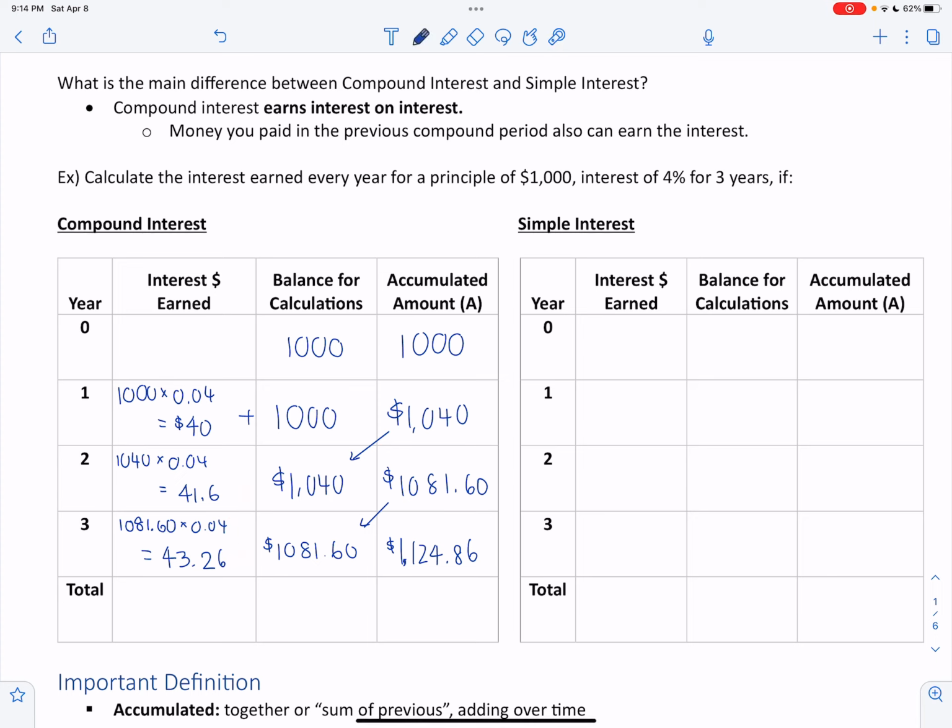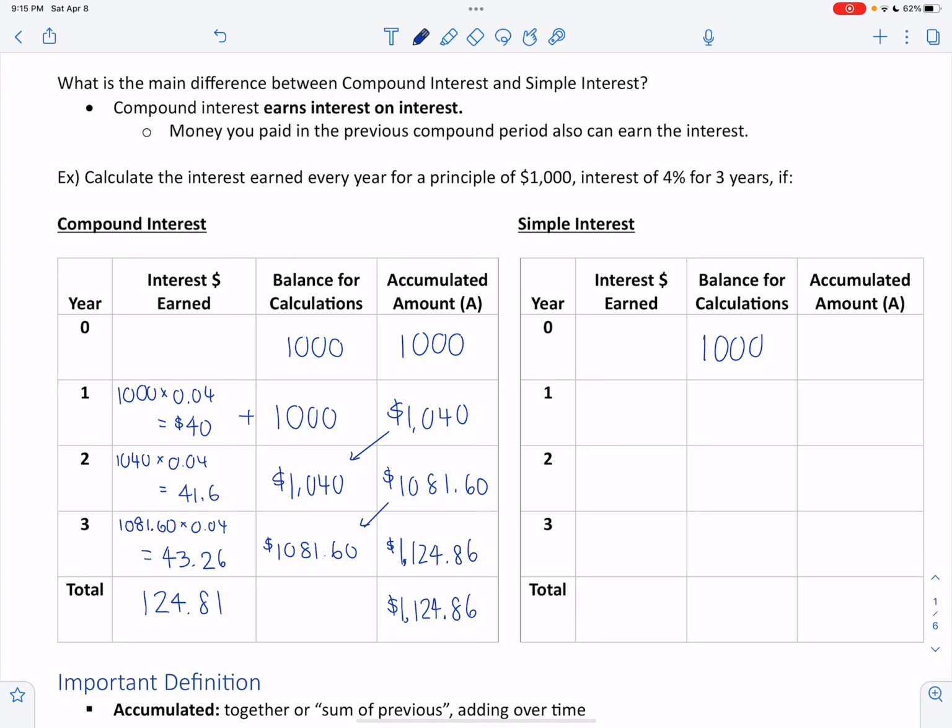Okay? So the total interest earned here you can see is $124.86. Every single balance for calculation changes because we have to add from the previous period. So the final compounded amount after 3 years is $1,124.86.